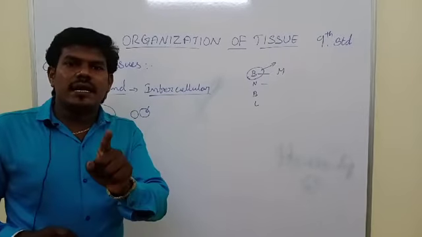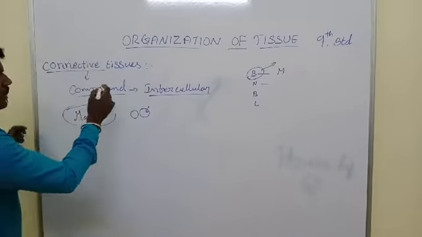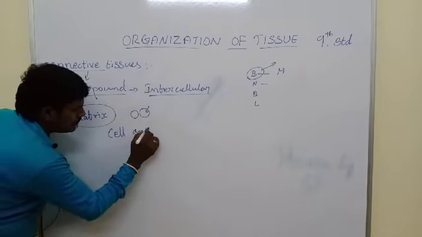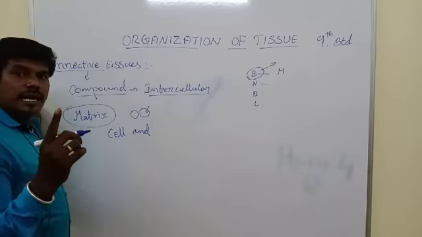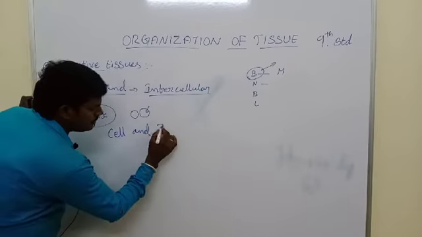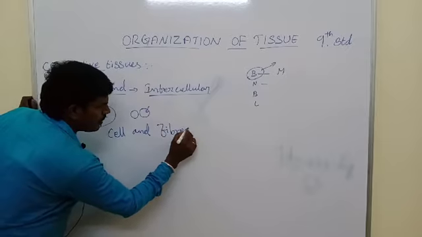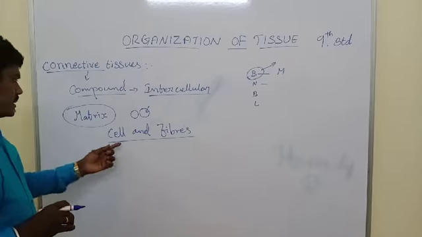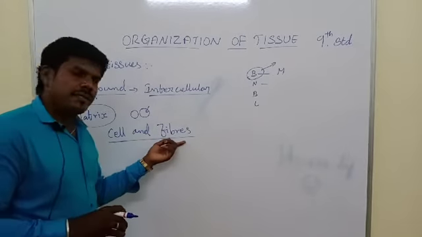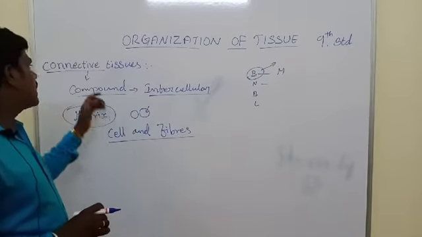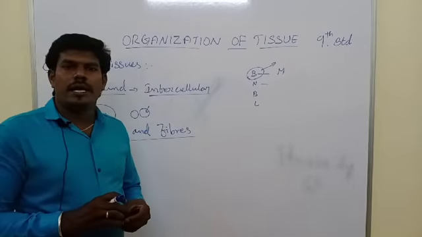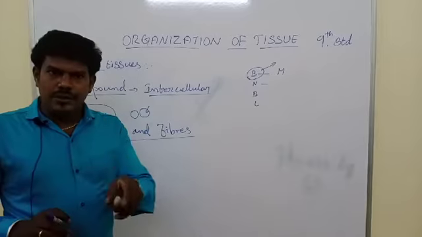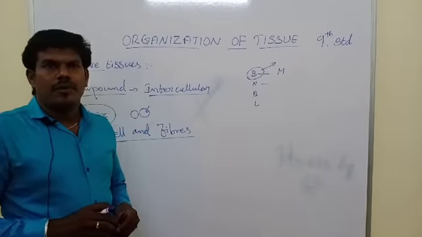Connective tissues consist of cells and fibers. Connective tissues are present as cells and next, fibrous. There are two kinds: cells, or fibers. And then connective tissues are classified. What are they?